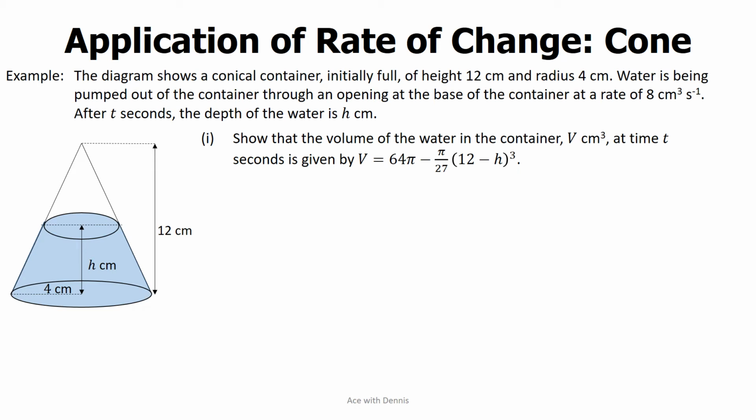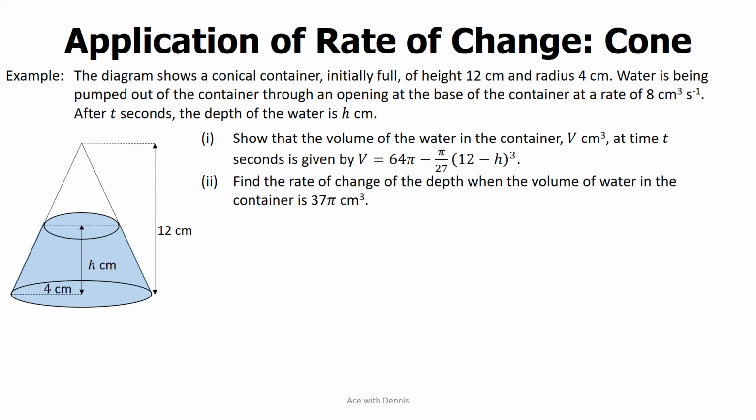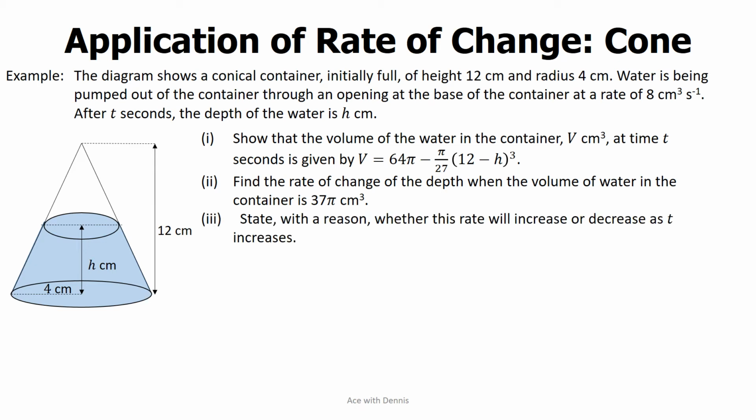1. Show that the volume of the water in the container, V cm3, at time t seconds is given by V equals 64 pi minus pi over 27 times (12 minus h) cubed. 2. Find the rate of change of the depth when the volume of water in the container is 37 pi cm3. 3. State with a reason whether this rate will increase or decrease as t increases.